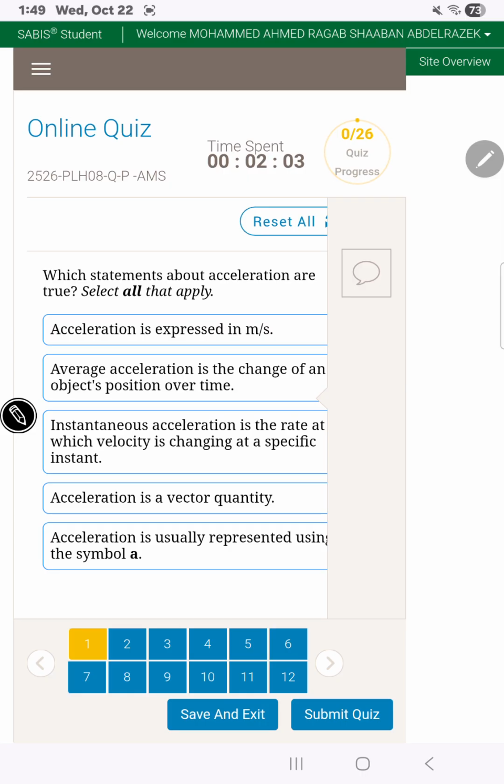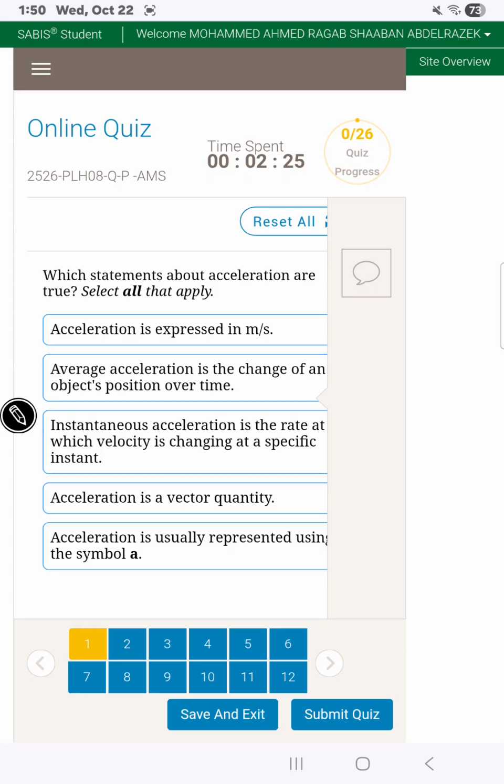In this video, I'm going to solve this AMS quiz for grade 9 physics from the Sabis curriculum. So let's read the first question. Which statements about acceleration are true? Select all that apply. First statement: acceleration is expressed in meter per second.